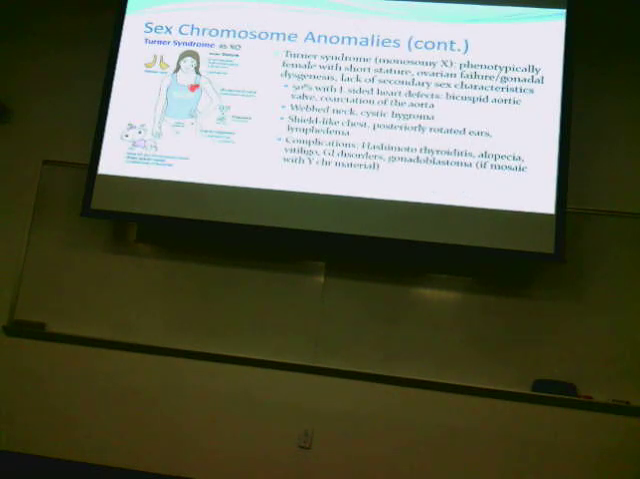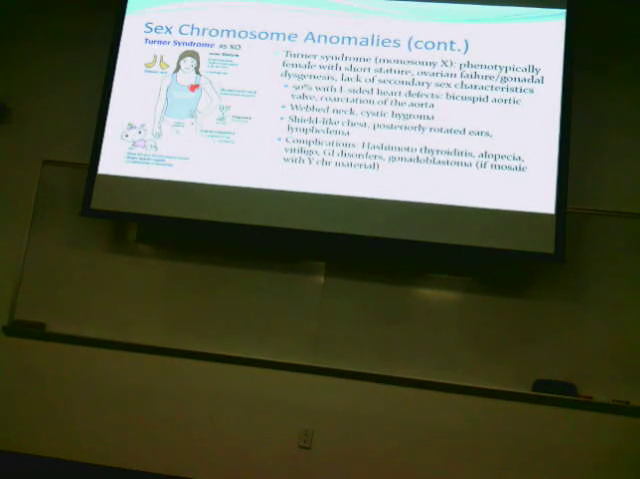Another sex chromosome abnormality is Turner syndrome, or monosomy X. These patients are phenotypically female with short stature, ovarian failure, and gonadal dysgenesis. They lack a lot of secondary sex characteristics like breast development. 50% of these will have left-sided heart defects, so you want to remember these: the bicuspid aortic valve and coarctation of the aorta. The other features you can see are a webbed neck, a cystic hygroma, a shield-like chest, posteriorly rotated ears, or lymphedema.